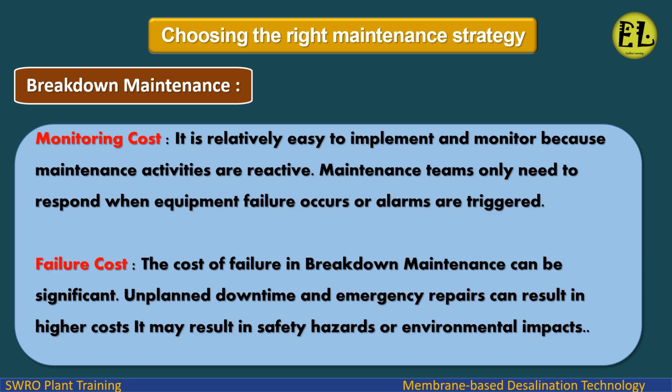Breakdown maintenance. Monitoring cost: it is relatively easy to implement and monitor because maintenance activities are reactive. Maintenance teams only need to respond when equipment failure occurs or alarms are triggered. Failure cost: the cost of failure in breakdown maintenance can be significant. Unplanned downtime and emergency repairs can result in higher costs. It may result in safety hazards or environmental impacts.